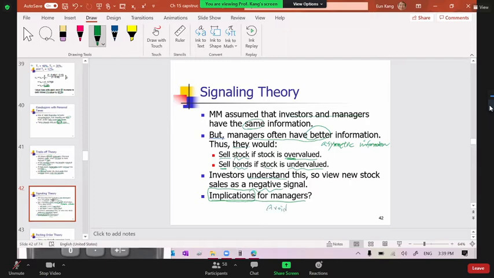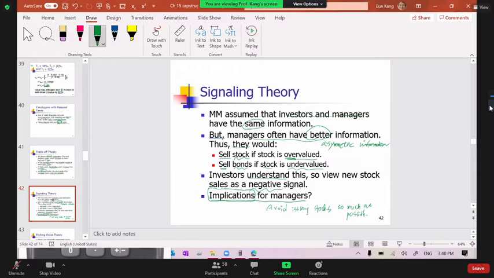Avoid issuing stocks as much as possible. That's it, right? Because they try to borrow money rather than issue stocks. So stock issuance is pretty rare because they don't want to share their profit. And also, if they issue stocks, the stock price goes down.